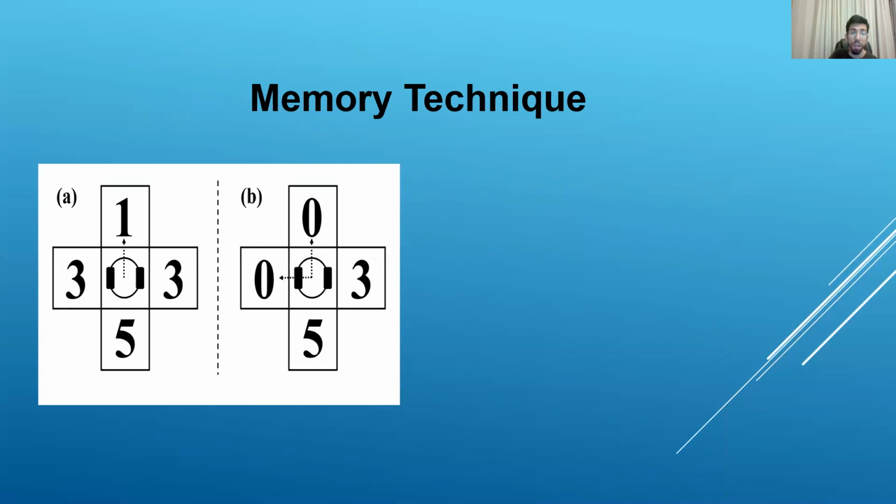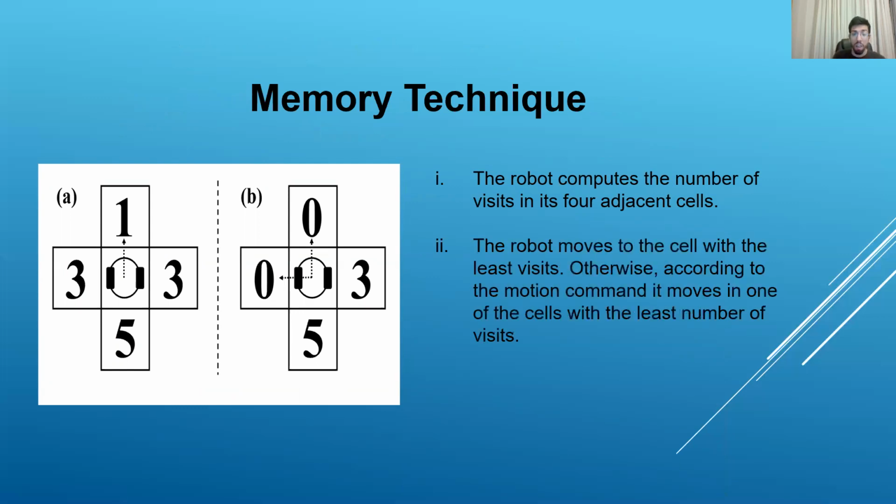After that, we wanted to create the memory technique, which is very simple. First of all, according to this method, the robot computes the number of visits in its adjacent cells. Then, if one of these cells has the least number of visits, the robot moves to this cell. Otherwise, if there are two or more cells with the same least number of visits, the robot uses the motion commands in order to move to one of these cells.